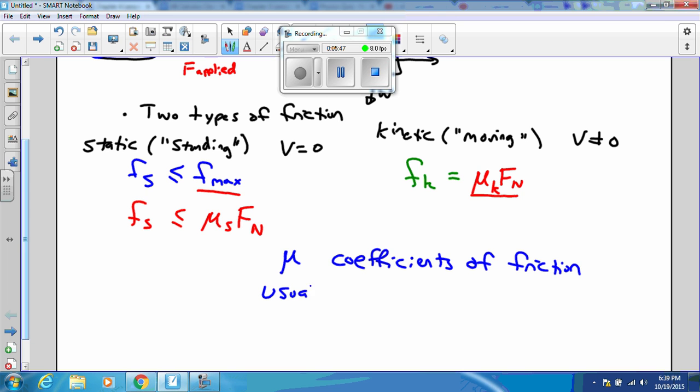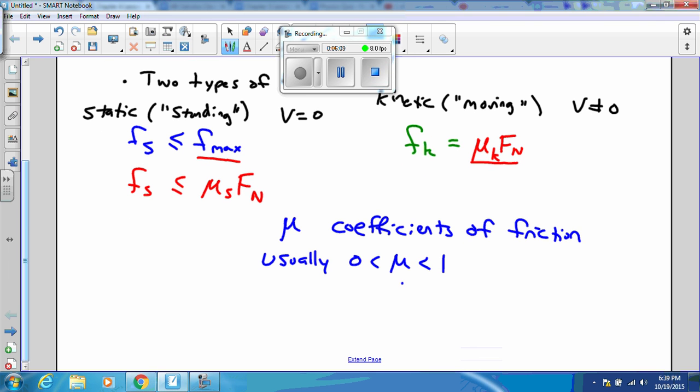And their values will typically be between 0 and 1, although it is possible to get super sticky tires, for example, that have mu values as high as 1.4 or 1.5. And you can think of the mu value as being like a percentage of the normal force.